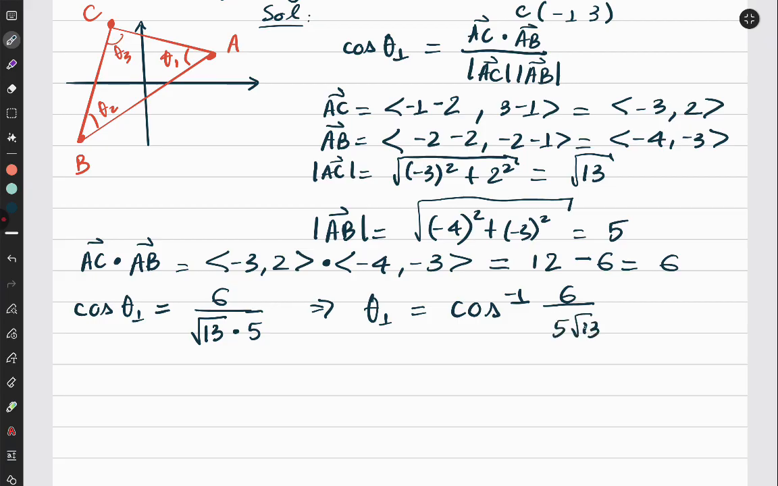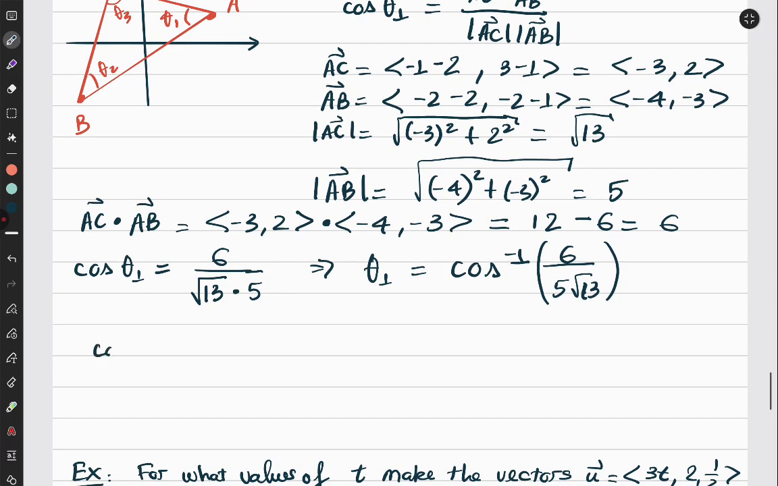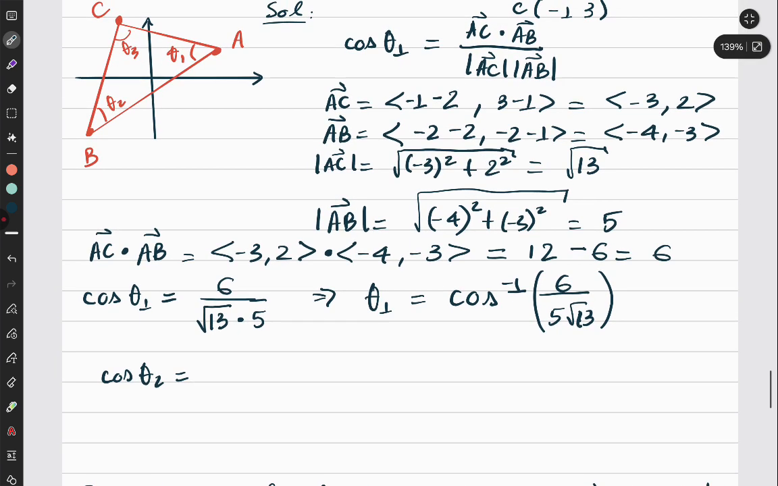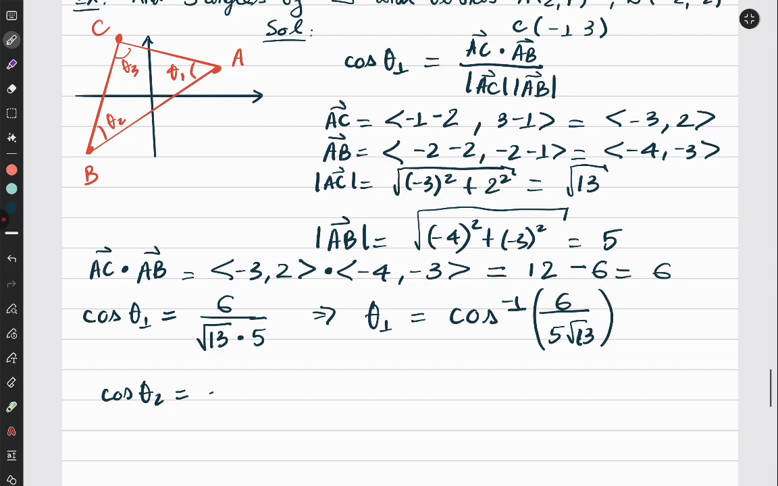That's it. So that's theta 1. You can do that again for theta 2, and again for theta 3. Let's say you're going to do theta 2. That means you're going to have cosine theta 2 equal. Okay, I'm going to write it like this. Tell me if I'm wrong.